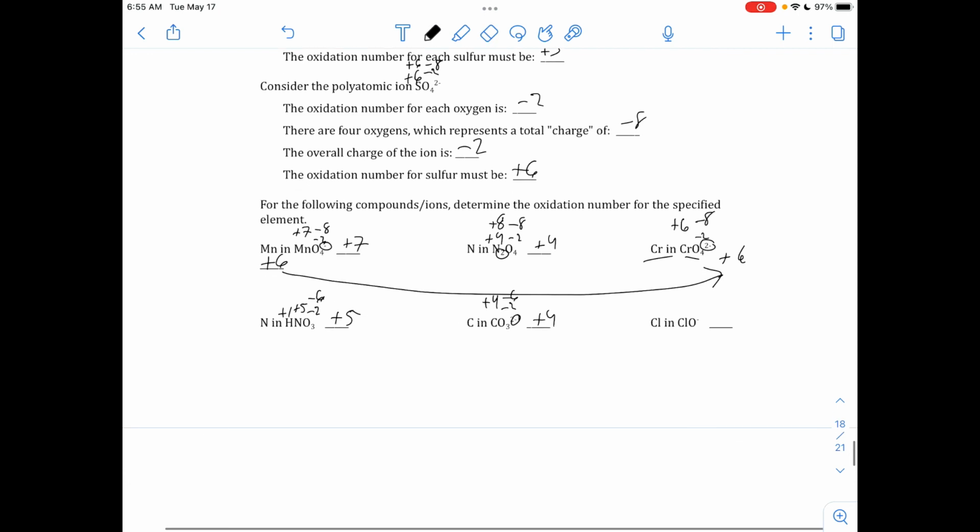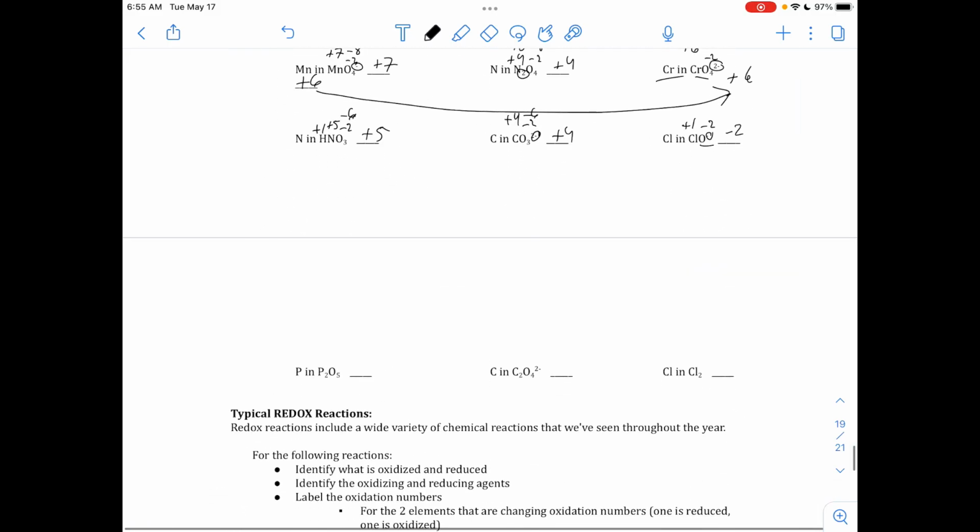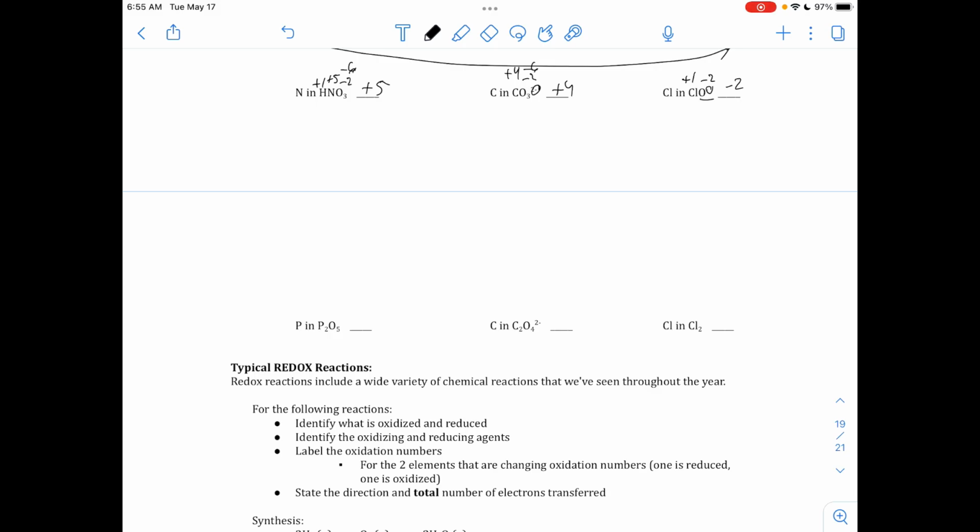And then Cl and ClO, again, oxygen is -2. Chlorine has to balance out to -1, so chlorine has to be +1. Again, you can see how the oxygen took precedence there. Oxygens and hydrogens take precedence. The rest has to kind of balance it out to 0.